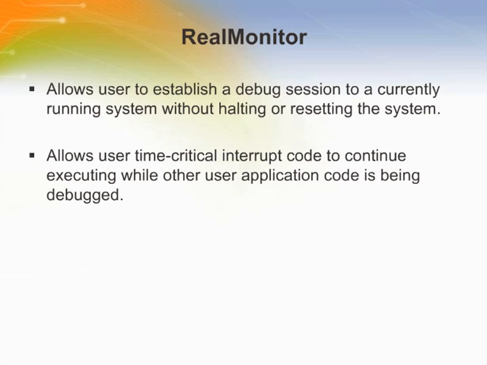RealMonitor is a configurable software module which enables real-time debug. It allows interrupts to be serviced while users debug their foreground applications. It communicates with the host using the DCC, Debug Communications Channel, which is present in the embedded ICE logic. RealMonitor provides advantages over the traditional methods for debugging applications in ARM systems.